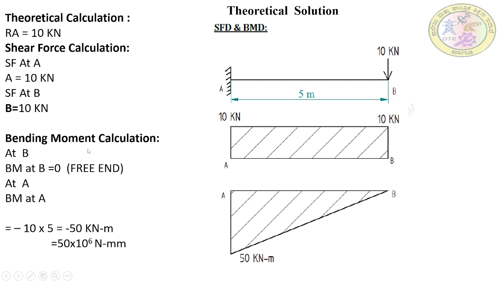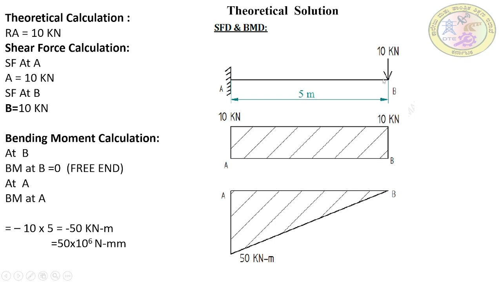So next, the bending moment. The bending moment is nothing but the multiplication of load into distance. In the case of shear force, we are taking only the load, but in the case of bending moment, we have to multiply load into distance. So bending moment at B, this point B is 0.